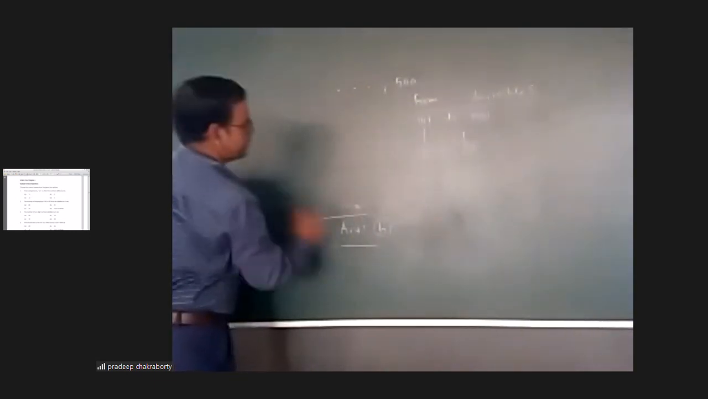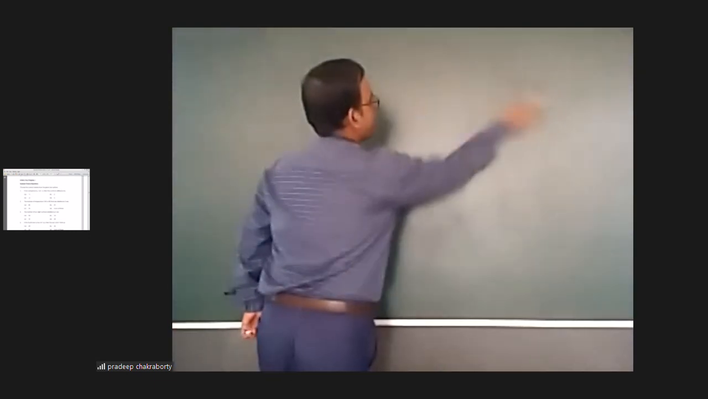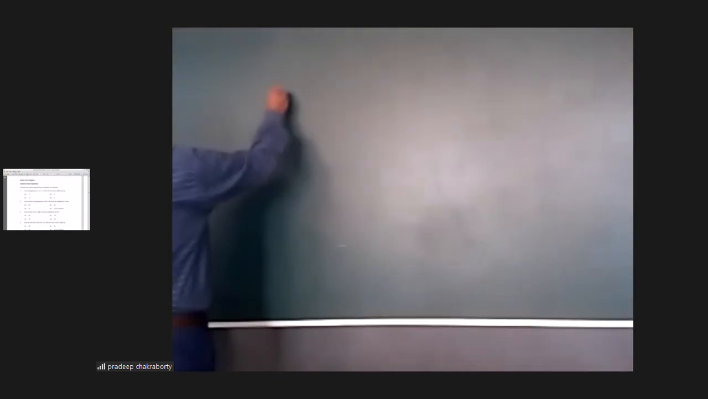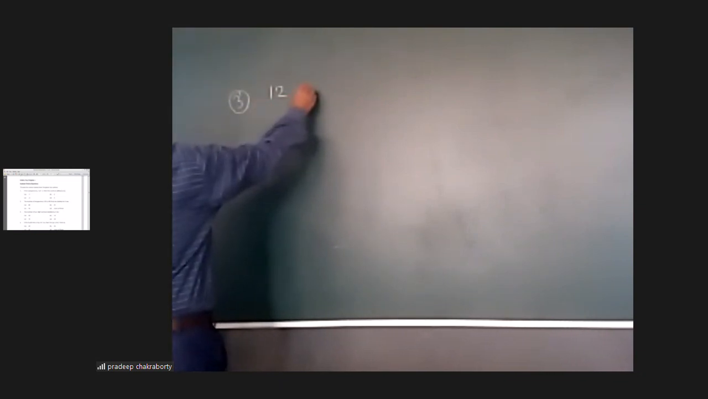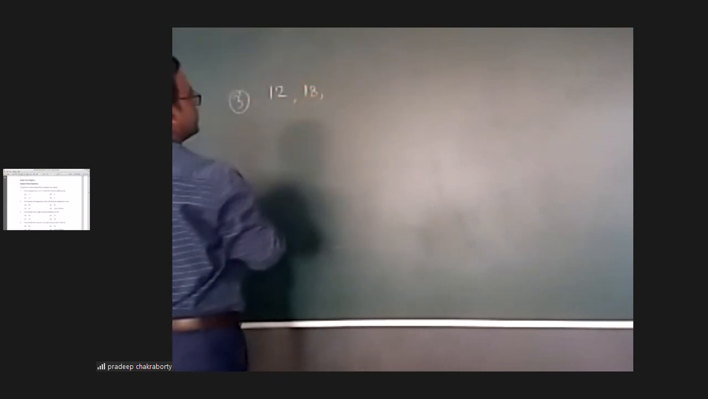Okay, next question. Next question is the number of two-digit numbers divisible by 6. So the first two-digit number divisible by 6 is 12. First number that will come is 12. Then 18 will come. Then the last two-digit number is 99, so it will come.